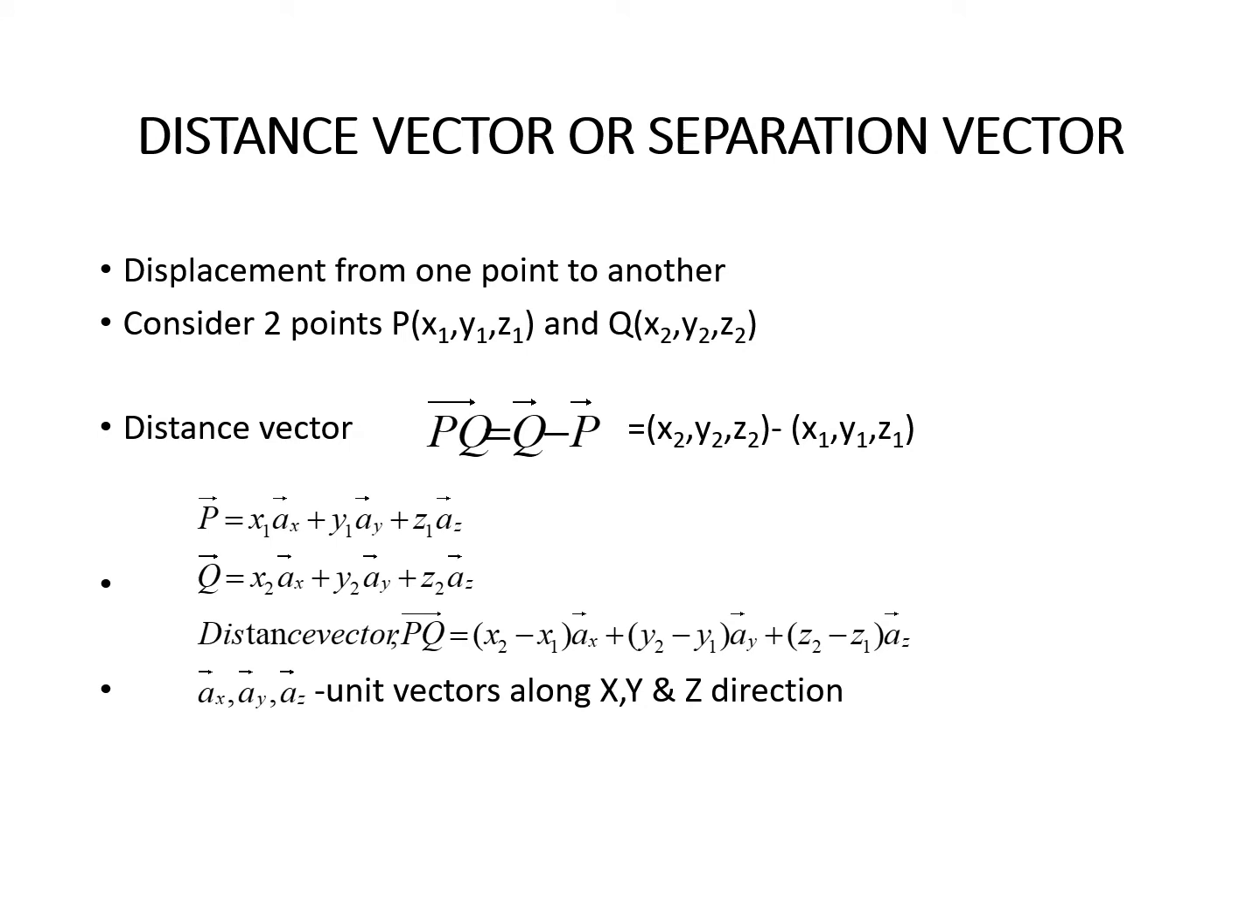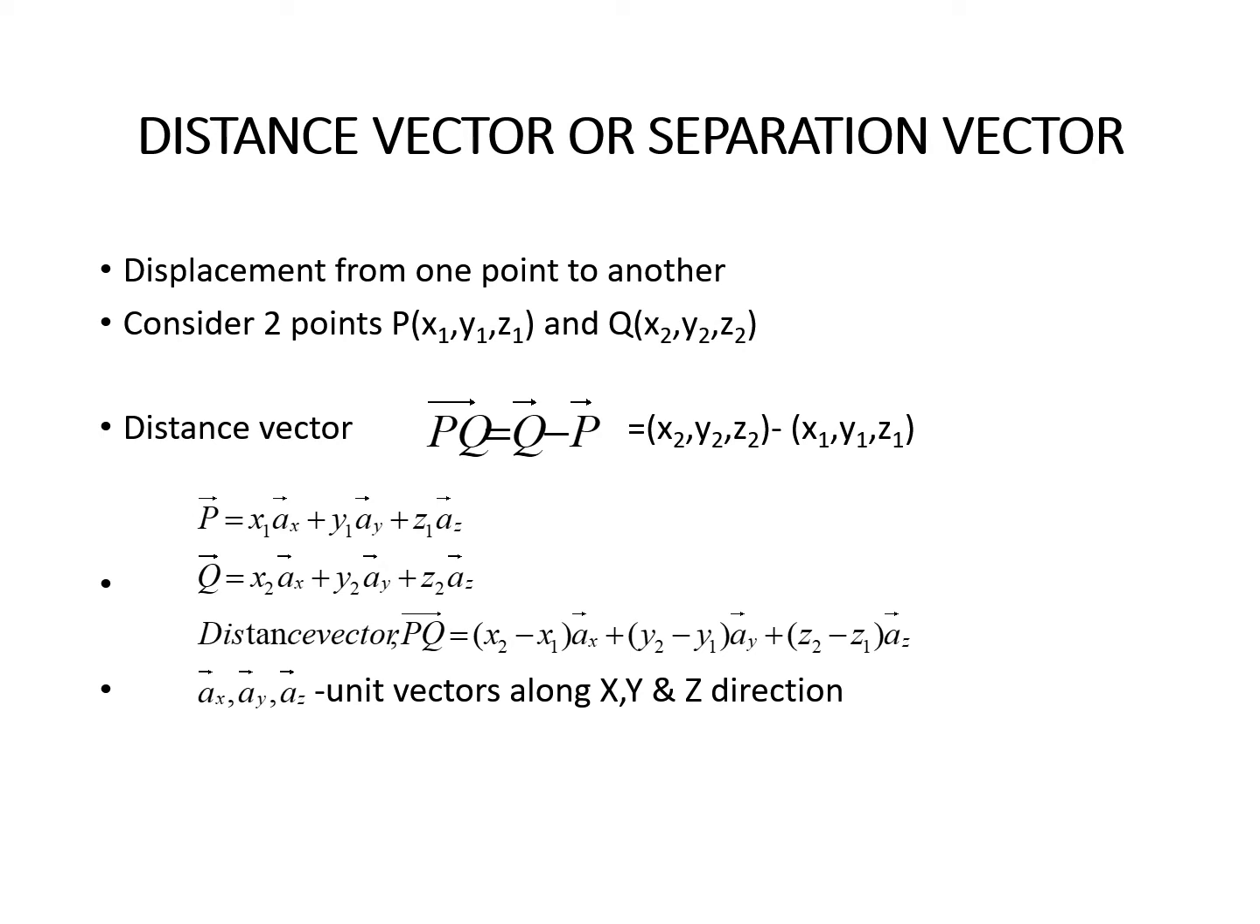Distance vector or separation vector. Distance vector or separation vector is the displacement from one point to another point. Here consider 2 points P of x1, y1, z1 and Q of x2, y2, z2. Simply we will say this is a P vector, x1 ax vector plus y1 ay vector plus z1 az vector, and this is Q vector. This is the coordinates of the Q vector. Q vector is equal to x2 ax vector plus y2 ay vector plus z2 az vector.